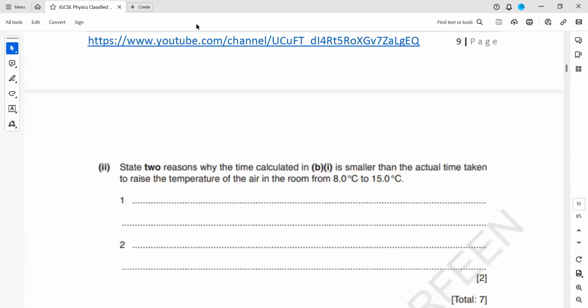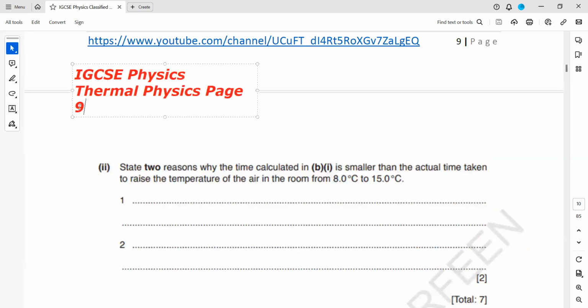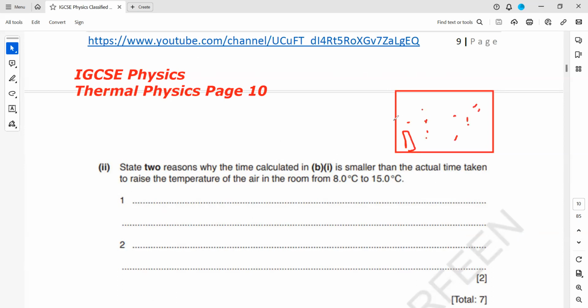On page 10, state two reasons why the calculated time is smaller than the actual time. For example, we have the room and it has 65 kilograms of air inside the room. We use a heater with a power of 1.5 kilowatt, and to increase the temperature of the air from 8 to 15 degrees, we need about 218 seconds. That is what we calculated in the previous part.